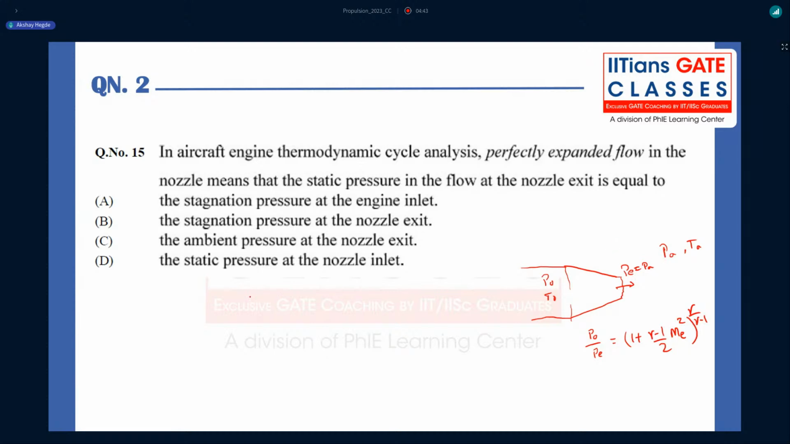From here we can easily guess which of these answers is correct. The stagnation pressure at the engine inlet, the stagnation pressure at the nozzle exit, the ambient pressure at the nozzle exit, the static pressure at the nozzle inlet. So PE and PA are the static pressures at the nozzle exit plane, so they have to be balanced, right? But now here is the catch. Since this question is being asked, there are a few things we can actually discuss here.